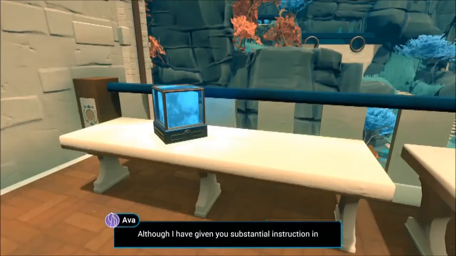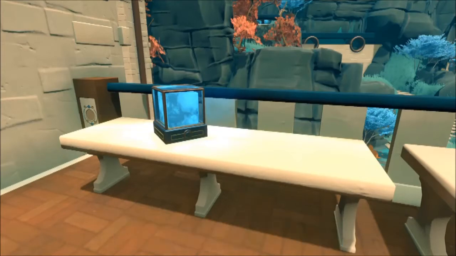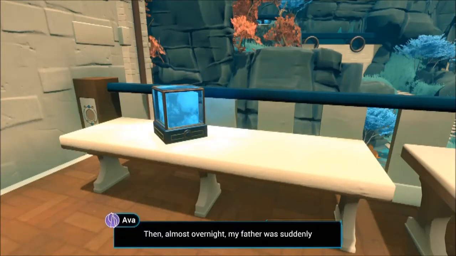Although I have given you substantial instruction in the operations of the Lapis office, I have not discussed how we came to acquire that knowledge. For centuries, the Manta had lived below ground, unable to escape the darkness. Then, almost overnight, my father was suddenly able to tap the power of the crystals and use them to unite our people. Father never explained how we came to master the Lapis office, how the rise came to power. What happened back then? Those dark caverns that make the rise possible.